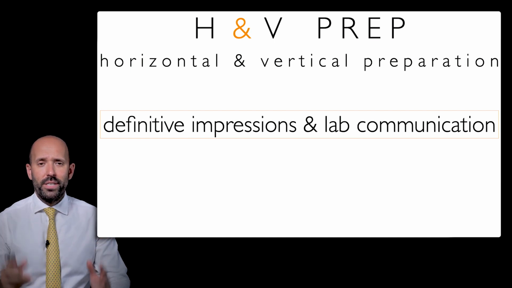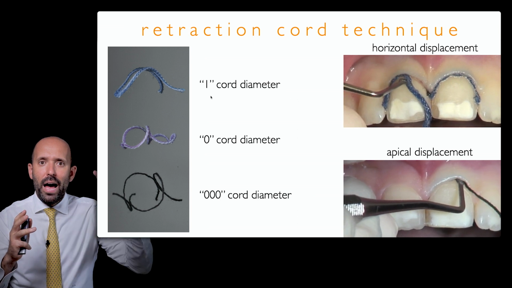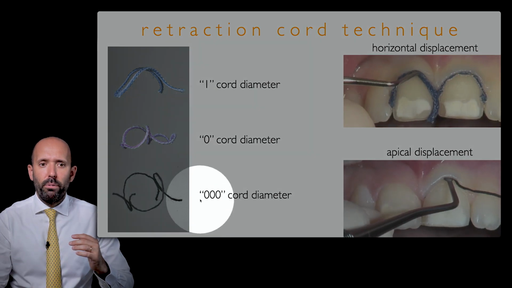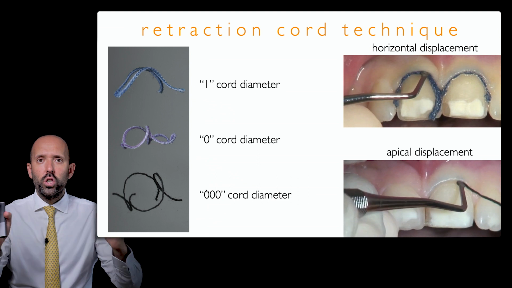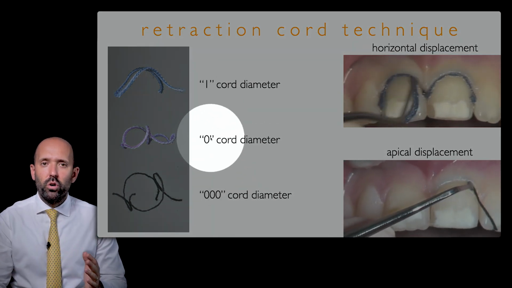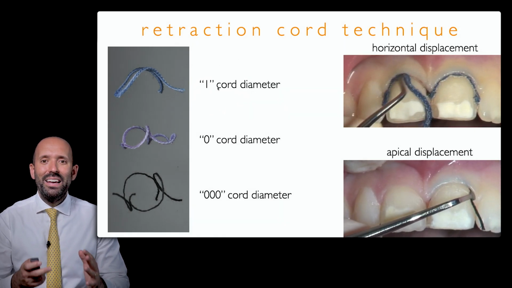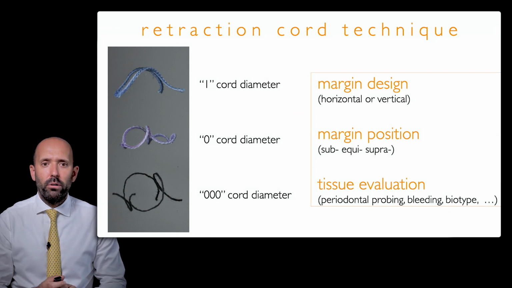vertical margin design. So keep in mind that displacement can be of two different types: apical displacement, 000 chord, or horizontal displacement, 0 chord or 1 chord. 0 chord for average or thin tissue biotypes, 1 chord for thicker tissue biotype.